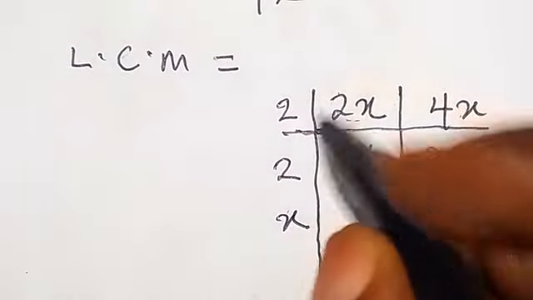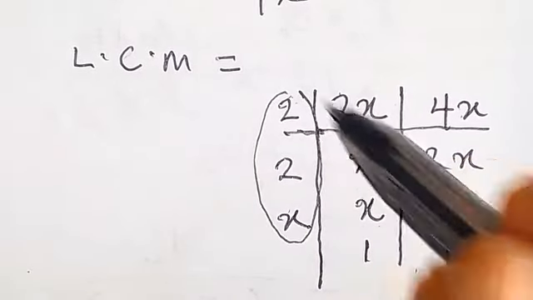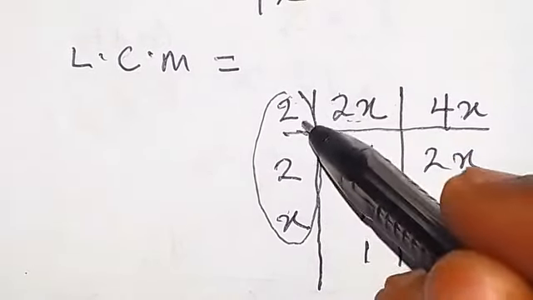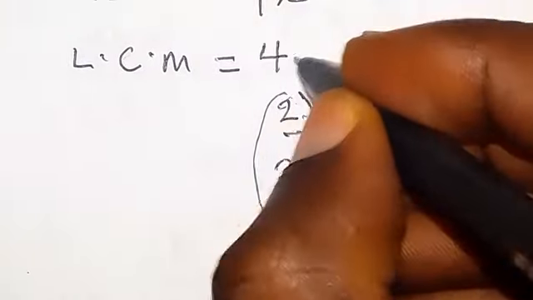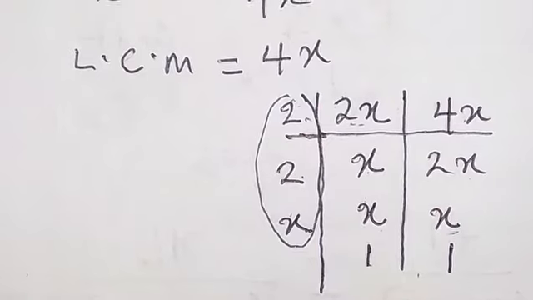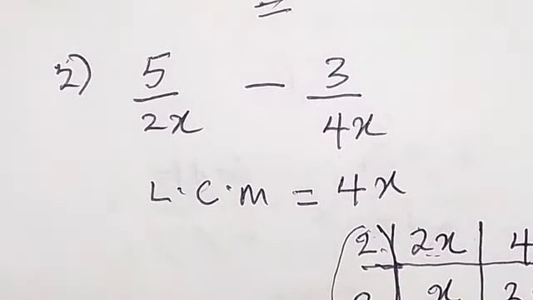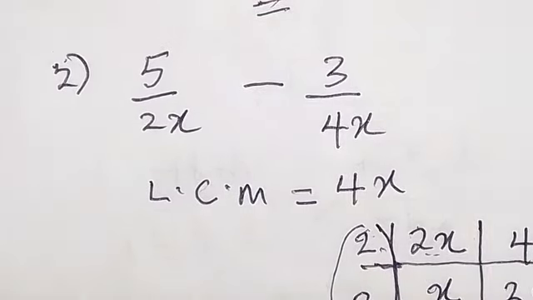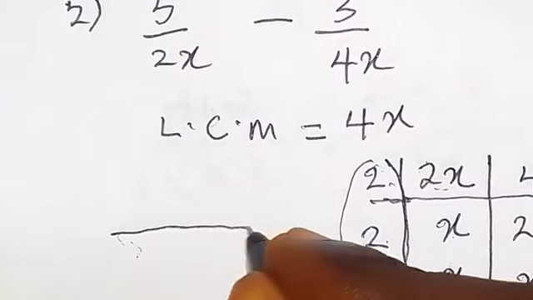Then the LCM will be the multiplication of these numbers here. In this case, when we multiply 2 times 2, that's 4, then times x, that's 4x. That means LCM here is 4x. Then we can now go back to our solution. Since we know the LCM now, using that method, we can now say the LCM here is 4x.